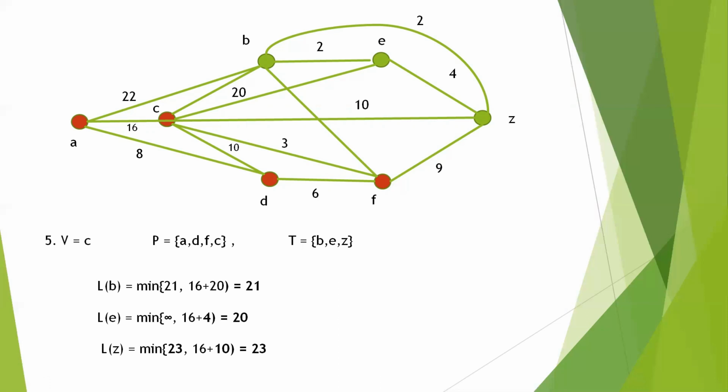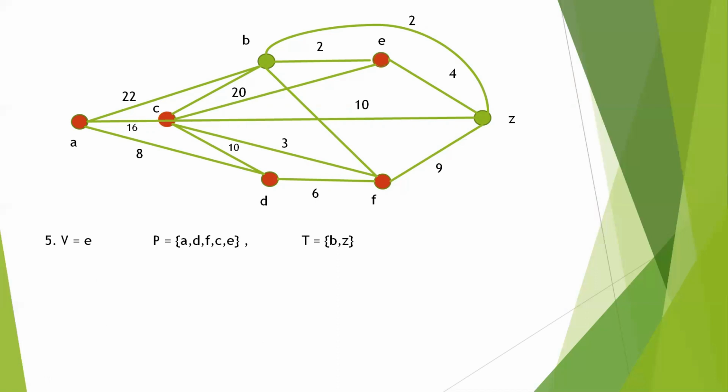So the minimum weight is 20, so we select the next node, E. Again, the E node is transferred into P and removed from T. Again, we use the same formula and find the load of the remaining nodes. It is 21 for the load of B, then load of Z equals 23. So the minimum load is 21, so we select the next node, B.